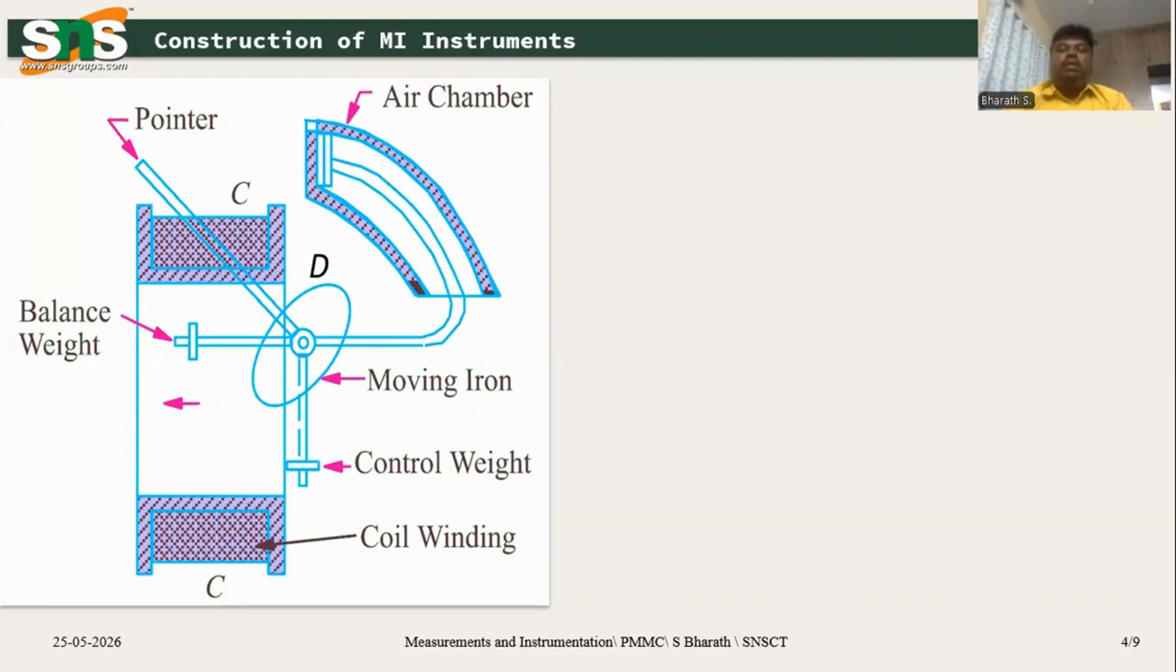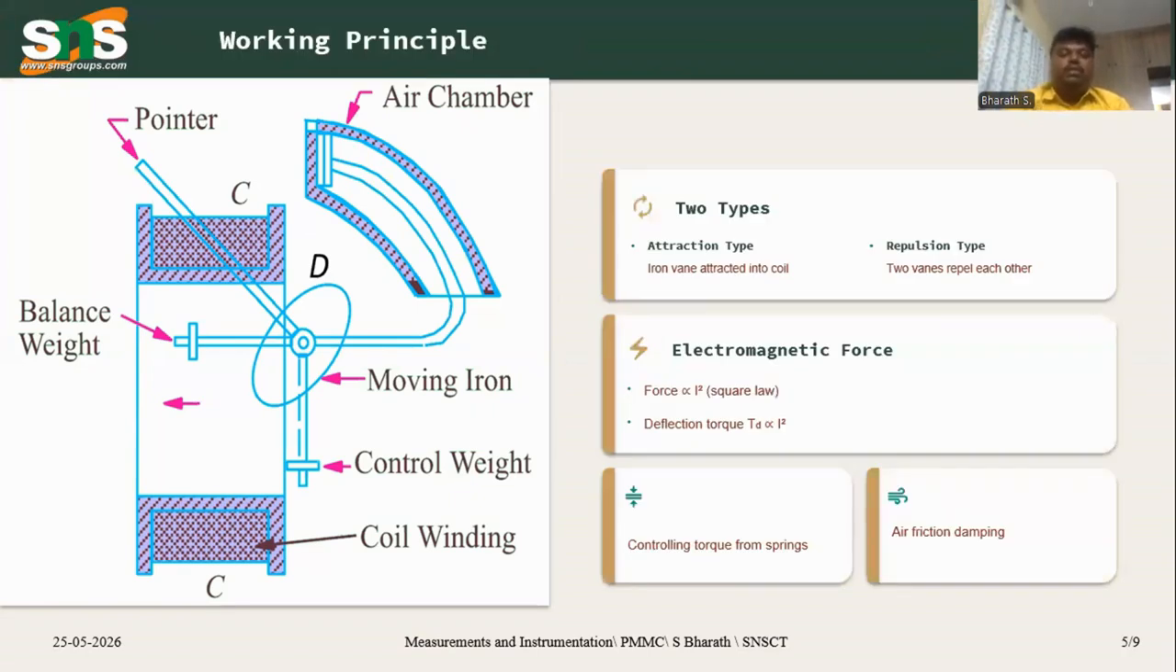So what about the working of these instruments? The working principle is very simple, as in the previous case of moving coil instruments. In the case of moving iron instruments, there are two classifications: one is the attraction type and the second is the repulsion type. In the attraction type, an iron vane is attracted into the coil. In the repulsion type, two vanes repel each other. The name itself says attraction type: the coil acts as a magnet which attracts the vane. In the repulsion type, two vanes will be there, repelling each other in nature like magnets.